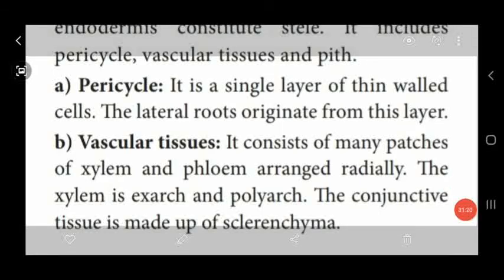Next one, vascular tissue. This is the only variation. In dicot root, vascular bundles are tetrarch. We said there were only 4. But in this monocot root, vascular bundles are many. So it is the polyarch condition. What is that one? Polyarch.